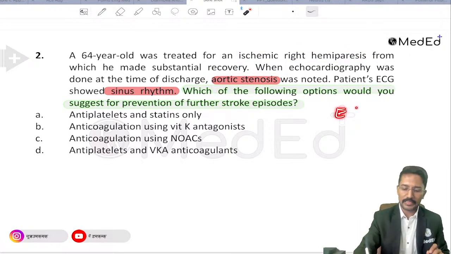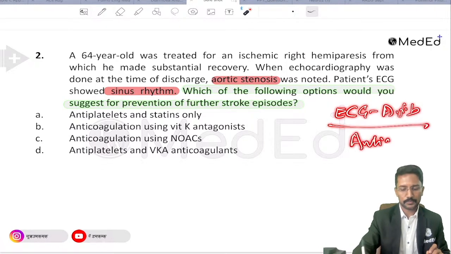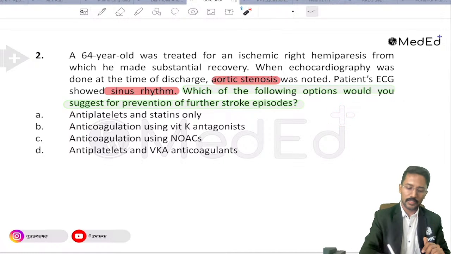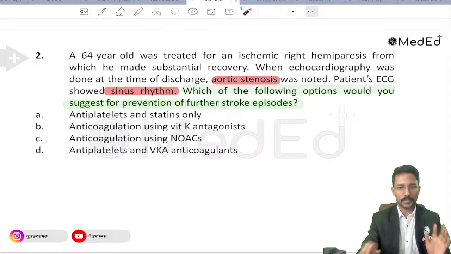If this patient had ECG evidence of atrial fibrillation, I would have given him anticoagulation. I would have considered anticoagulation. Right now, we don't need anticoagulation. So we only have to primarily address his stroke prevention strategies that generally we would do for any stroke patient.